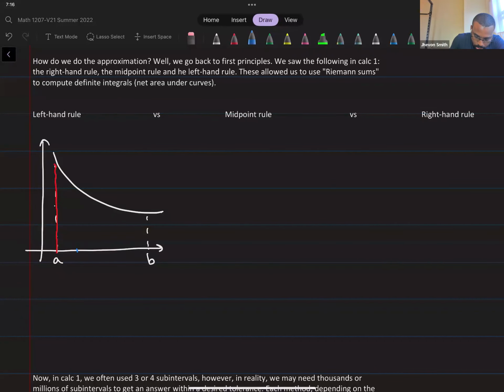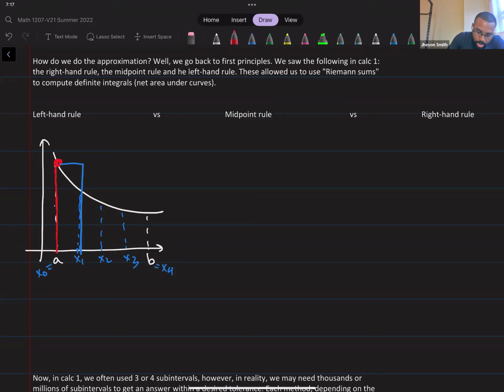And there are all sorts of rules that we can talk about for how we construct these rectangles. So one is the left-hand rule, which tells us that we let the left side of the interval go up, hit the curve, and then we cut off the height of the rectangle at that point. So the left side comes up, hits the curve. That is the height of our first rectangle.